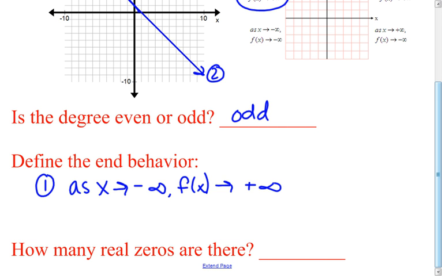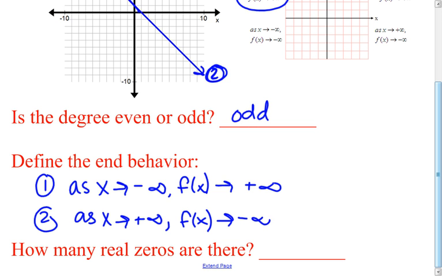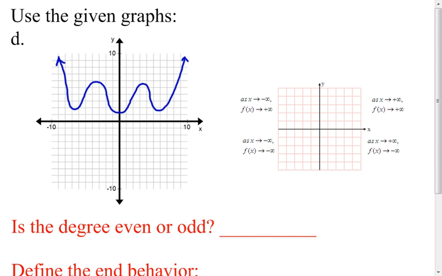Okay? Down here in part 2, I'm moving to the right and down. So when I'm moving to the right, my x's are getting bigger, or approaching positive infinity, and my y's, or my f of x's, are going down, so they're getting smaller and approaching negative infinity. How many real zeros are there? There's 1, because it crosses the x-axis in 1 spot. All right, and lastly, is this even or odd? This function, your graph, you have arrows going both the same direction, and so this is an even function.